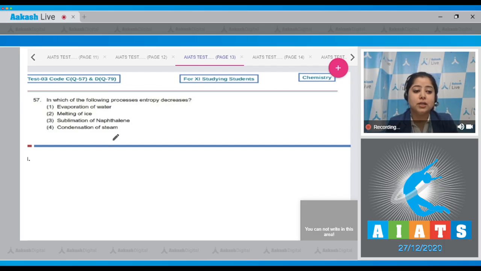Moving to next. Sublimation of naphthalene. Here, solid naphthalene converts to gaseous naphthalene. That means entropy again increases because randomness increases. Moving to last, condensation of steam. Here, steam gets converted to water. That means the randomness is decreasing. As a result, we can say that entropy also decreases. So the correct answer is option number 4.